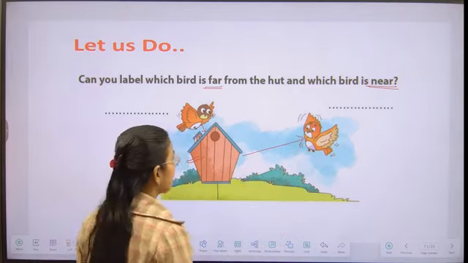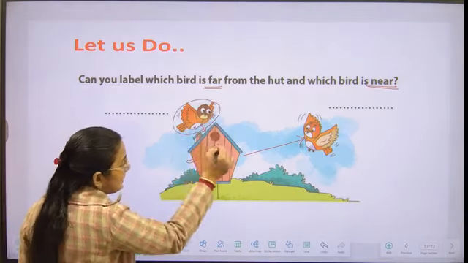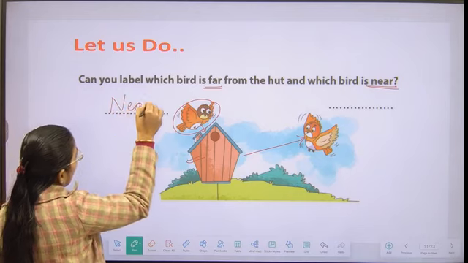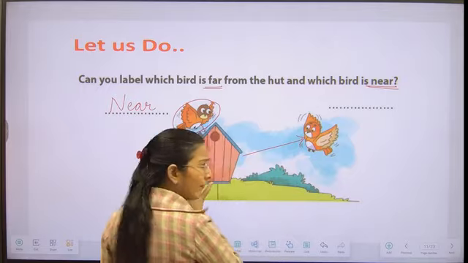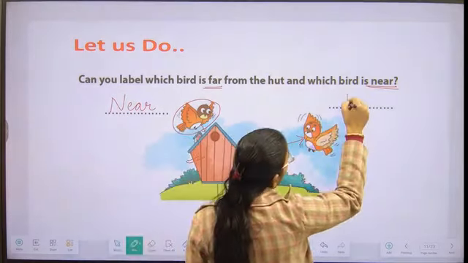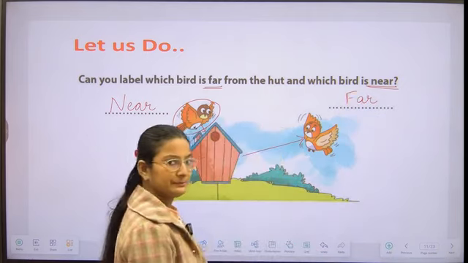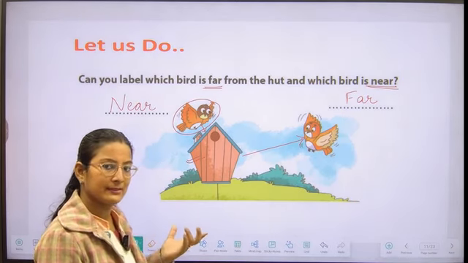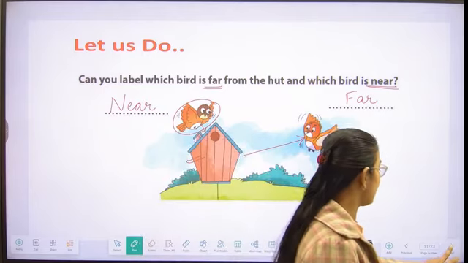So we have to say that this bird is near the hut. So we have to write near for that. And this bird is very far from the hut. So we have to write far for that. Everyone done this exercise in their books? Very good. Let's move to the next exercise.